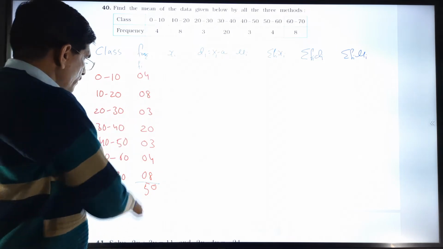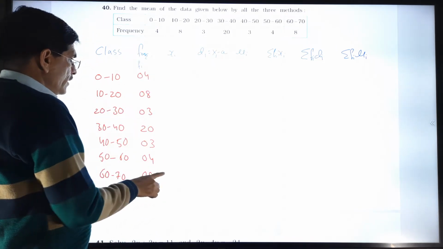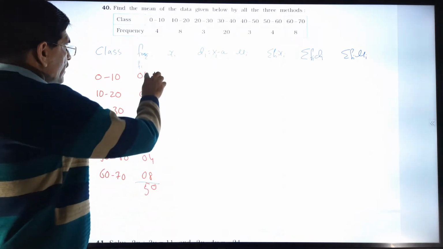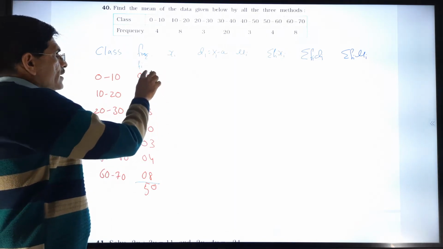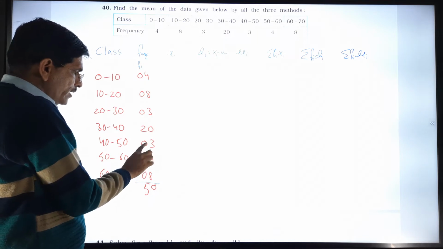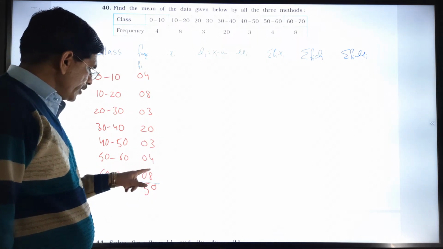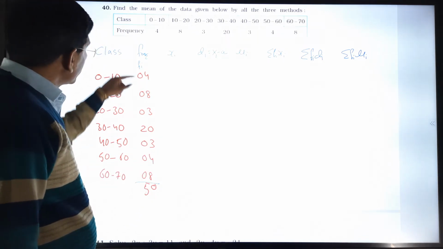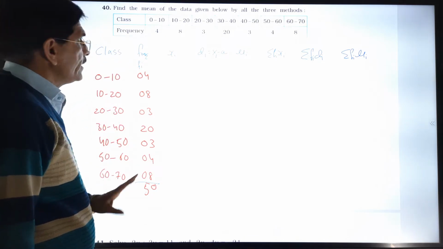Always remember, that is important. If we do wrong here, then we cannot get a correct answer. 8 plus 4 is 12, 12 plus 3 is 15, 15 plus 3 is 18, 18 plus 4 is 22, 22 plus 8 is 30. 0 carry 3, 3 plus 2, that is 5.